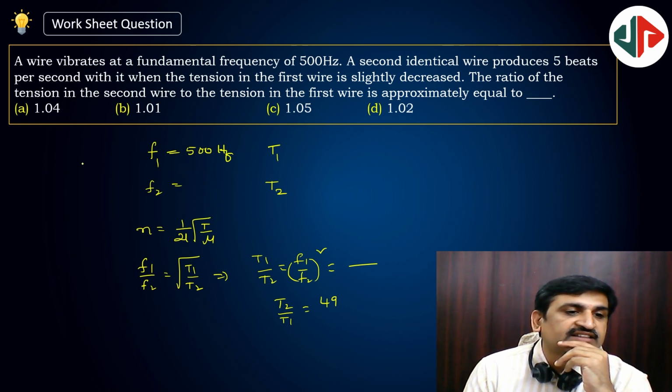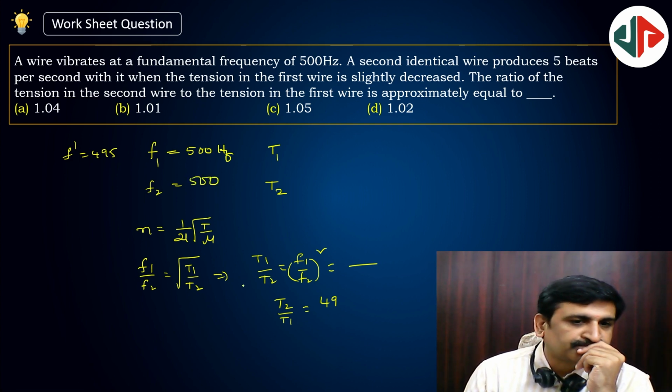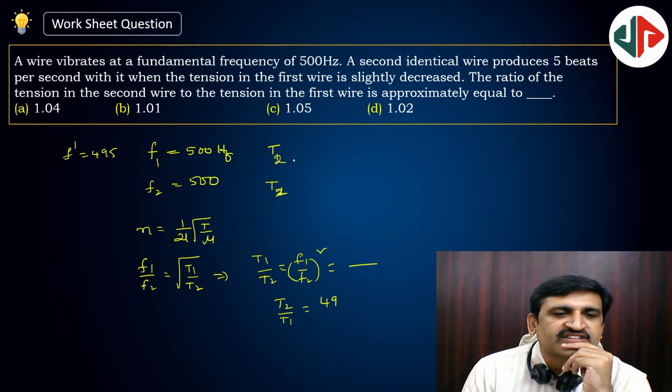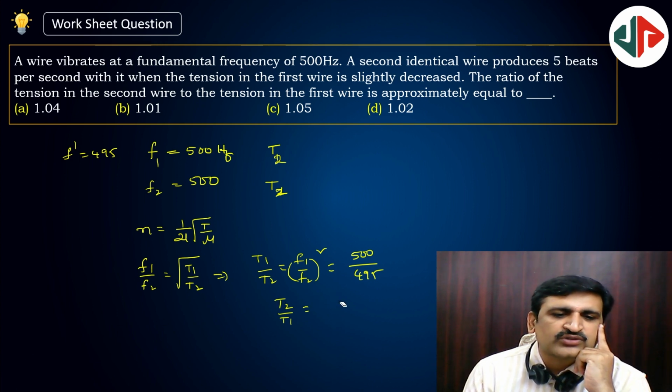I'll change it like this. After changing the tension, it will become F dash equal to 495 and this is equal to 500 after changing the tension. Then this is only the initial tension, this is only the final tension. So T1 by T2 is equal to 500 by 495 only. So it's 1 point something, very close to that only.